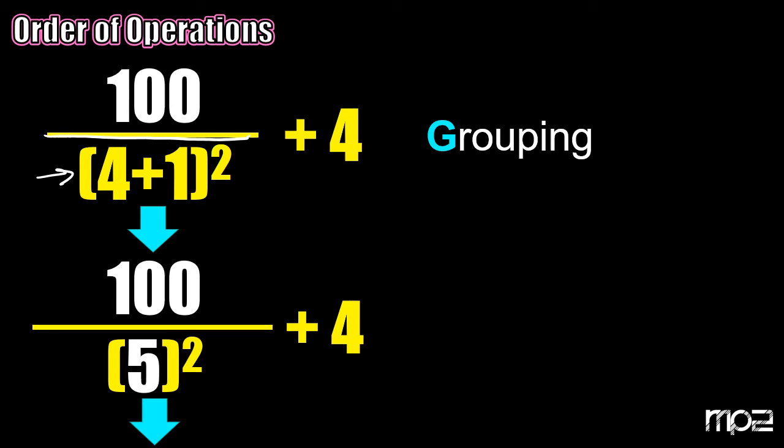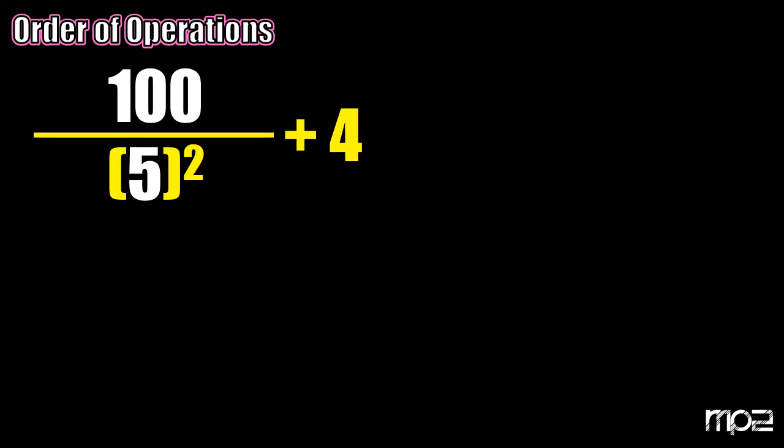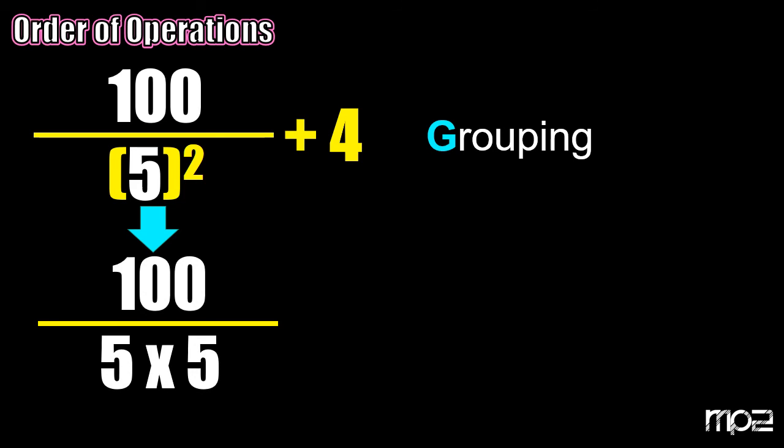What we've got going on here is that we have some more work to do in the denominator. Remember, we are one step closer. It's all you can do. I ask for you to do one step at a time. So we still have some more grouping. Let's do 5 to the power of 2. We can write that as 5 times 5, which gives us 25. And so I'm going to rewrite the whole problem.